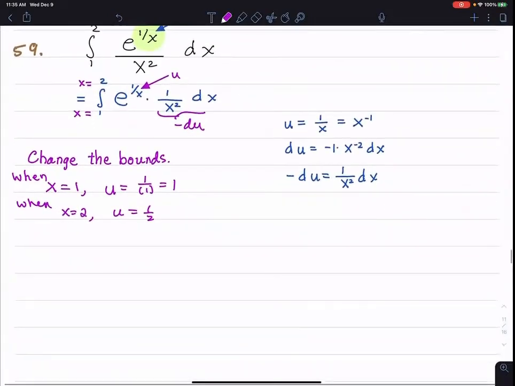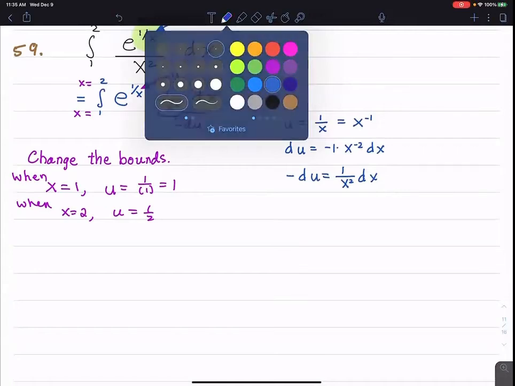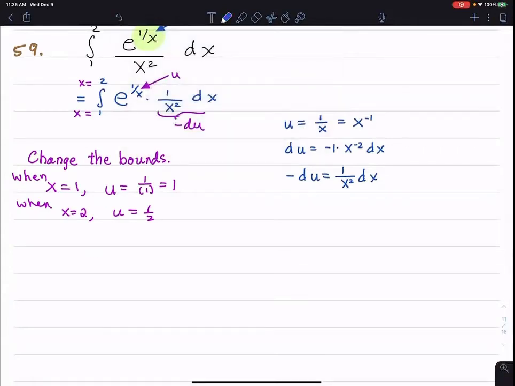So let's just change everything now. This whole thing is equal to the integral, x equals 1 corresponds to u equals 1, and when x equals 2, u equals a half. So I have u equals 1 to u equals a half, e to the u times 1 over x squared dx, but that's equal to negative 1 du. So I have negative, 1 to 1/2, e to the u du.